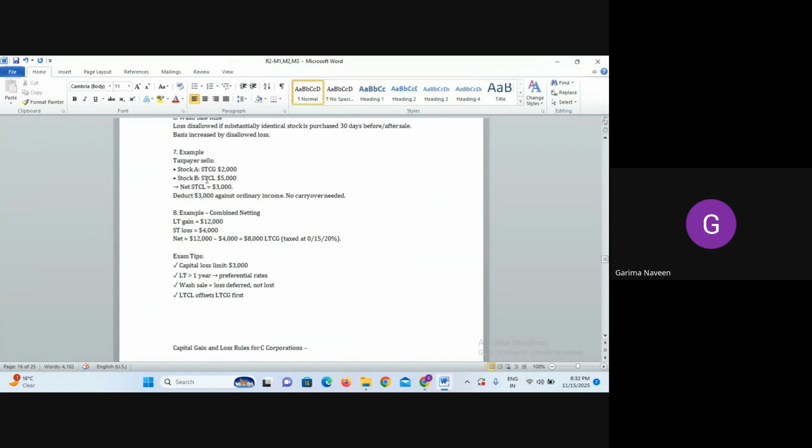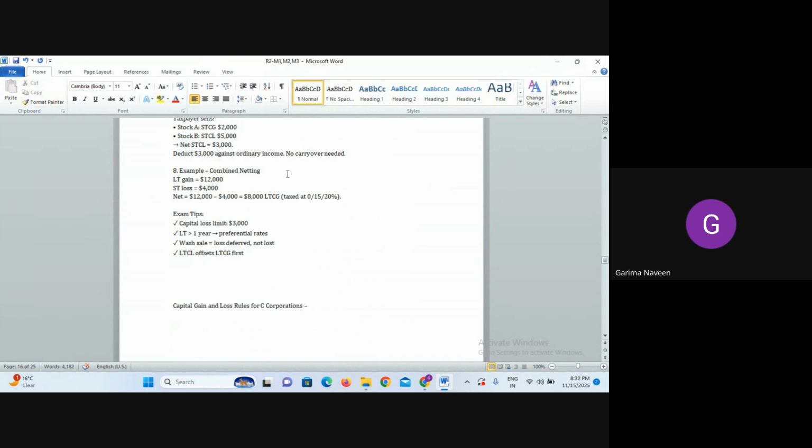Okay, talking about some examples. Suppose you have a gain of 2000 and a loss of 5000. So as per the rule, you can net off these gains and losses with each other. So you are left with a net short-term capital loss of 3000. And you can deduct up to 3000 of loss against ordinary income, and the rest you can carry forward to the next year. Since there is nothing to carry forward here, no carryover is needed. Okay.